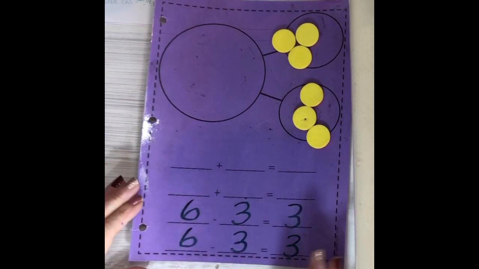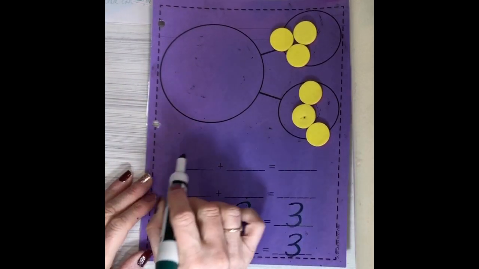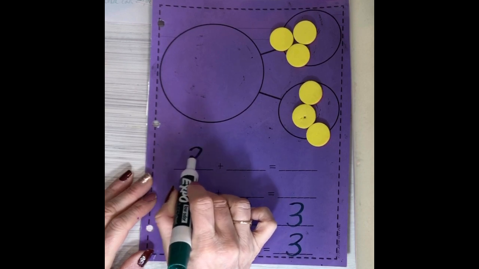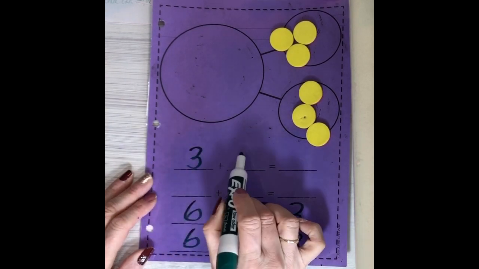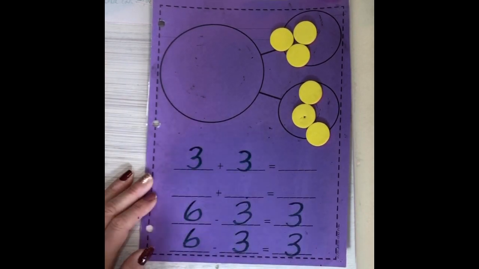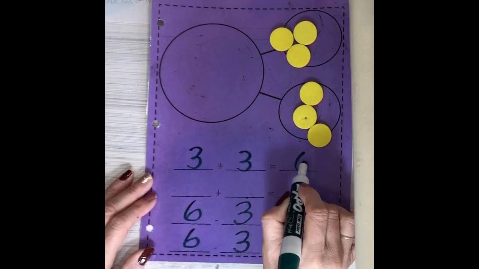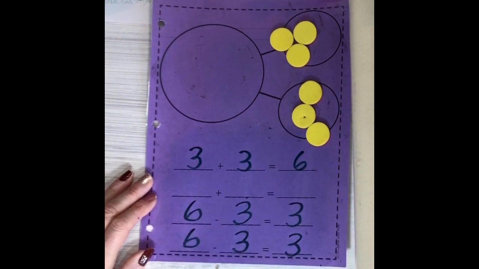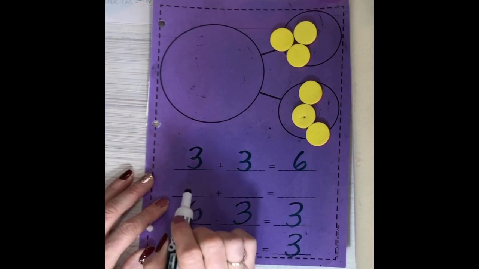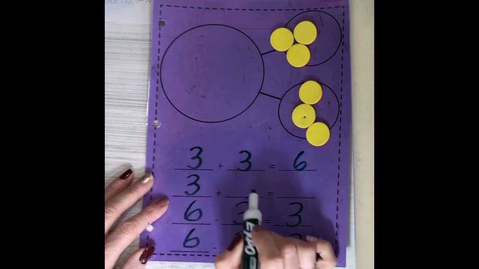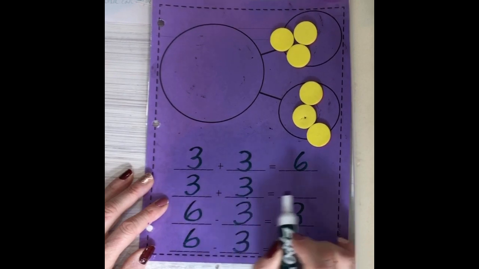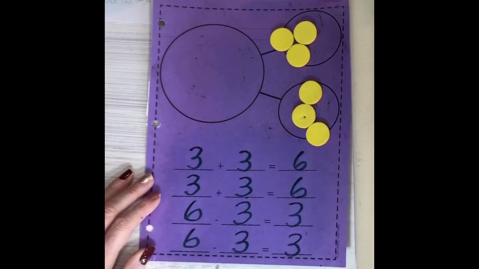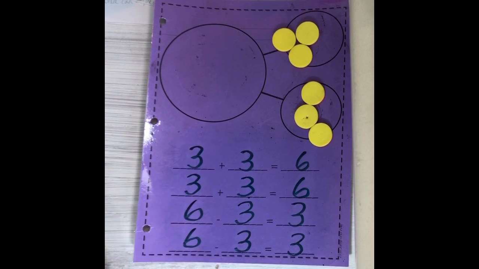Now, what would our addition sentence for this one be? Well, 3 ladybugs that flew away plus 3 ladybugs were left equals 6 ladybugs altogether. And our next number sentence doesn't look any different because we say 3 were left plus 3 that flew away equals 6. Okay, clean your board and we're going to do one more story together.